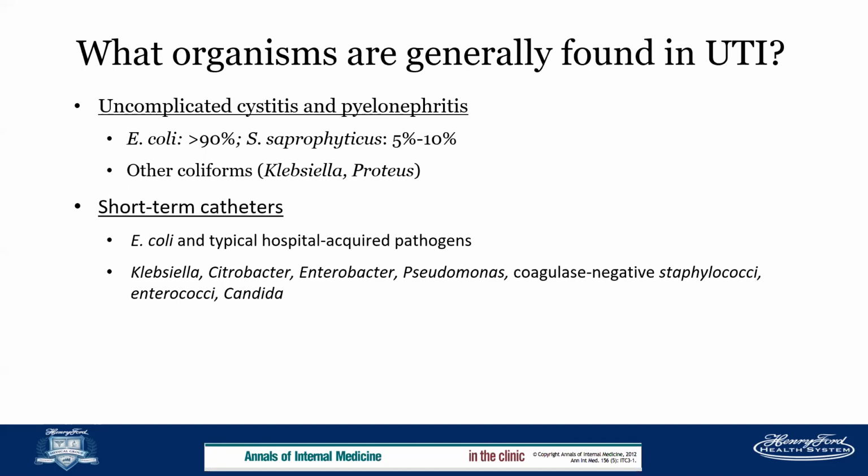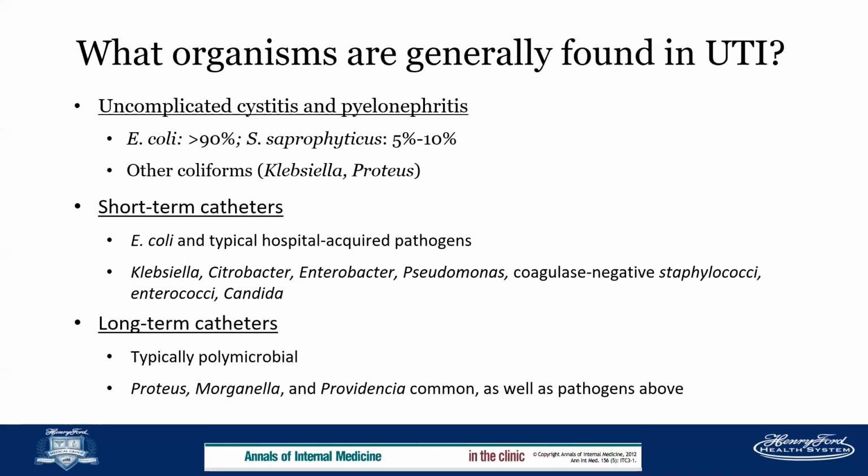When patients have short-term catheters in place, other Enterobacteriaceae such as Citrobacter and Enterobacter become more prevalent, and then also Pseudomonas, Enterococcus, and Candida become more prevalent when there's a catheter in place. And the same thing if you have a long-term catheter as well.